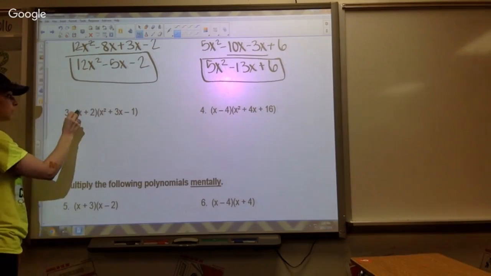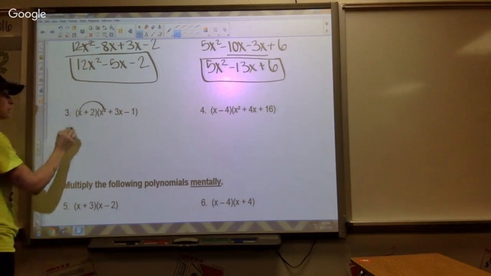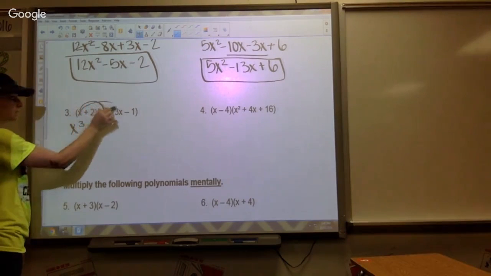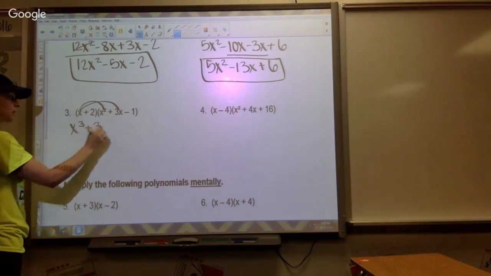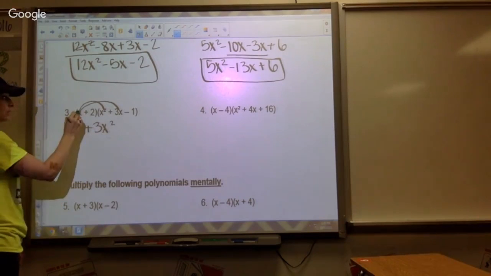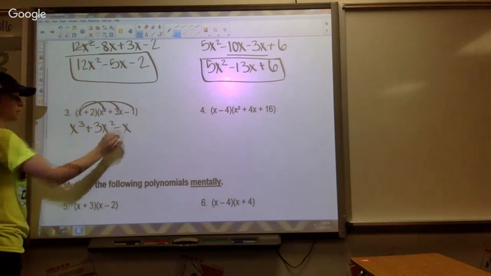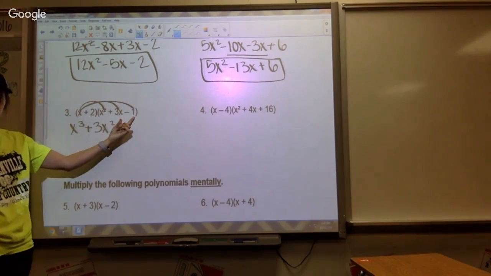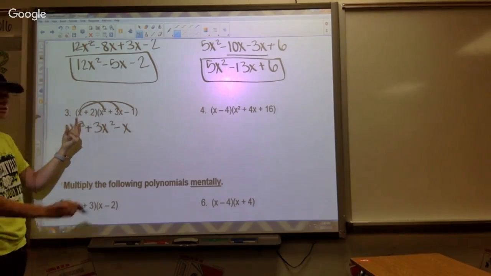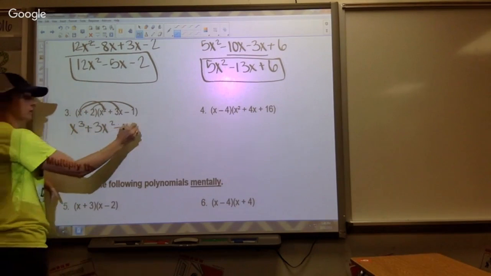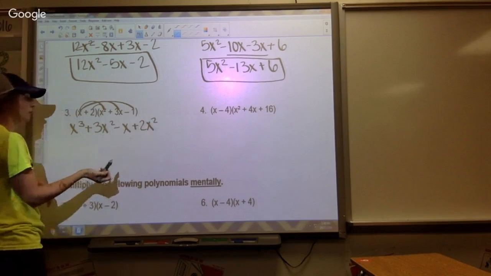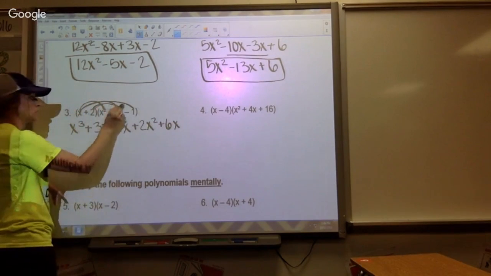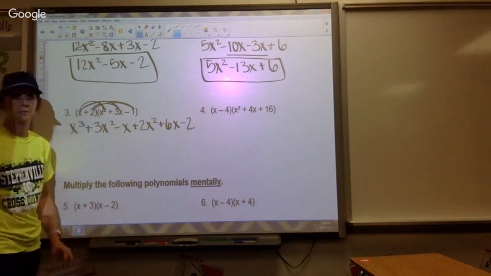So we're going to distribute x times x squared, which would give you x cubed. We're going to distribute x to 3x, which would give you 3x squared, and x to a negative 1, which is a negative x. So we distributed this first term to all 3 of these. Now we'll do the same thing, except we'll use the second term. So 2 times x squared is 2x squared. 2 times 3x is 6x. And 2 times a negative 1 is a negative 2.